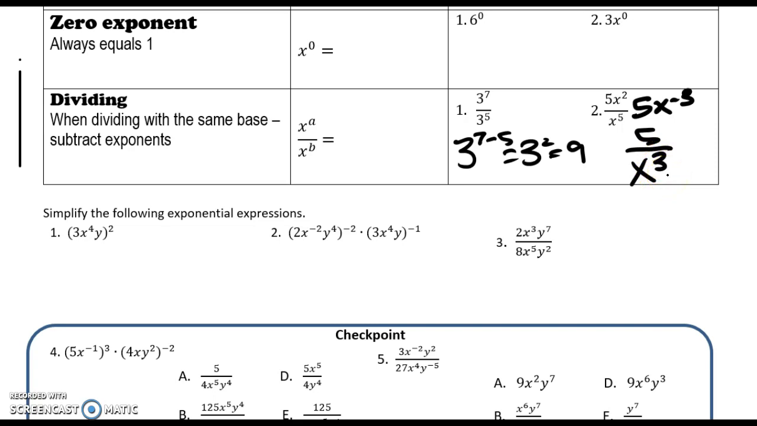And number 1, these practice problems, go ahead and distribute that 2 to everything. So 3 squared is 9, x to the 4th to the 2nd is x to the 8th, and y to the 2nd is y squared. And that's it for that one.